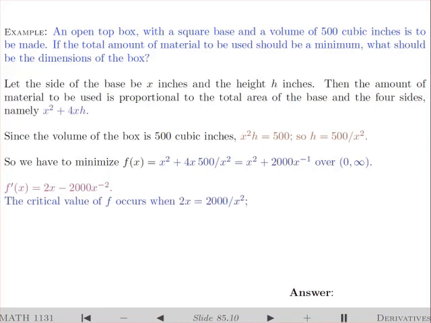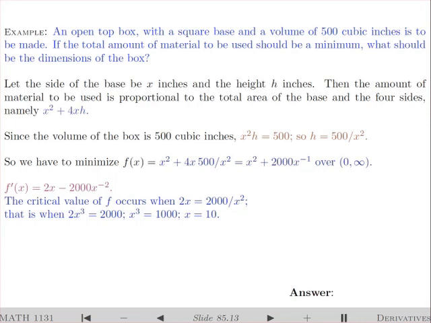So if 2x minus 2000 x power negative 2 is 0, 2x equals 2000 x power negative 2, or 2000 over x squared. If I cross multiply, I get 2x cubed equals 2000. Divide by 2, and that gives me x cubed equals 1000. So x is 10. There is just one critical value.